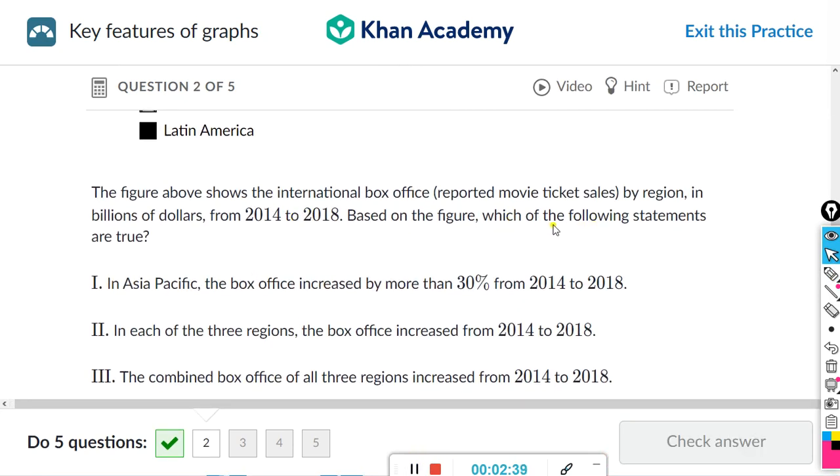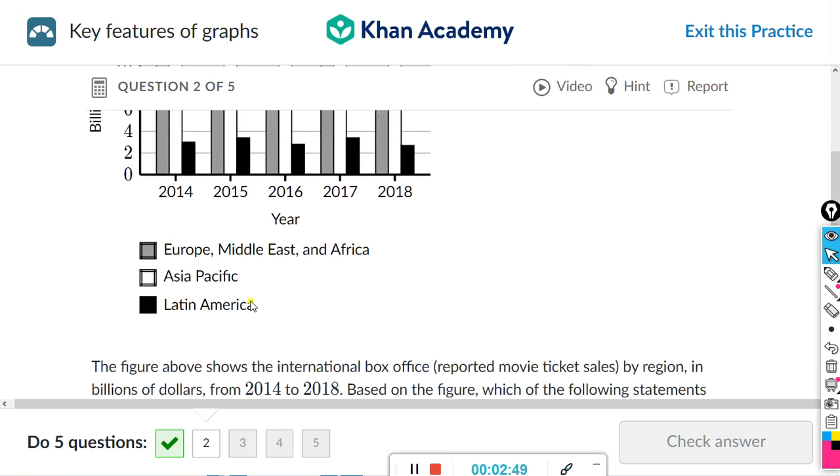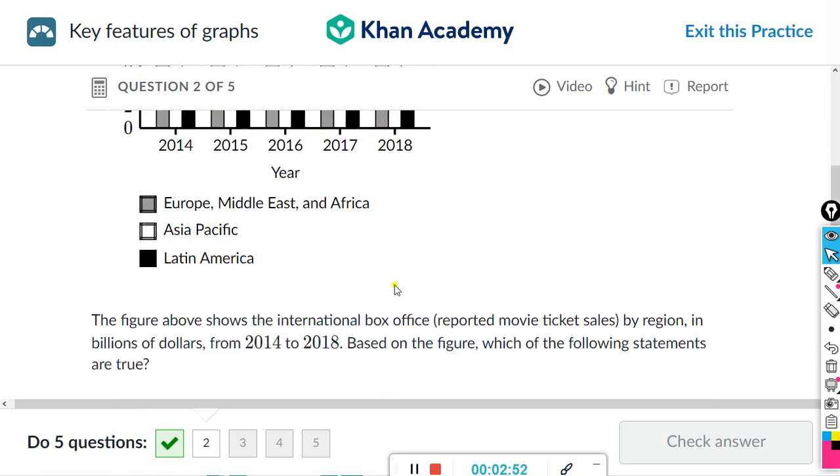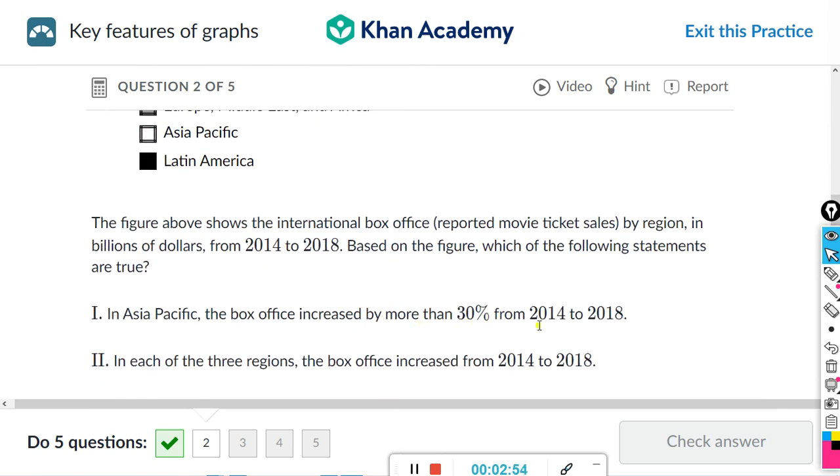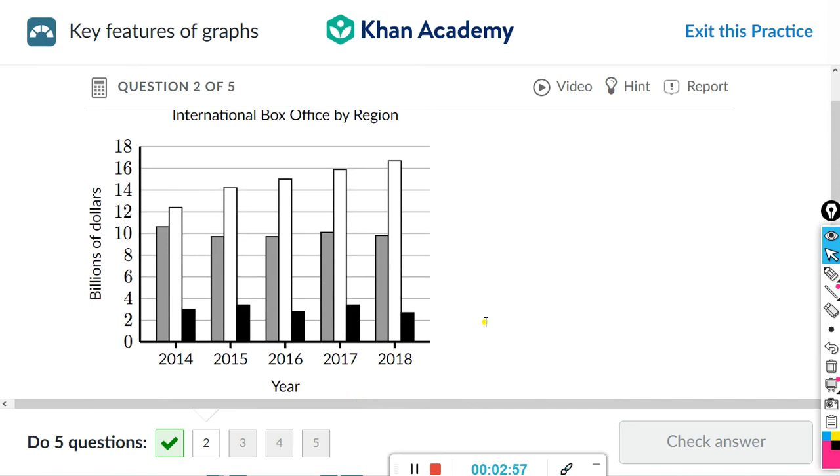Based on the figure, which of the following statements are true? In Asia Pacific, the box office increased by more than 30% from 2014 to 2018. Let's see. Asia Pacific is the one in the white. Did it go up by more than 30% from 14 to 18? Here's Asia Pacific in 2014, and here's Asia Pacific in 2018. This is about 17, and this is about 13.